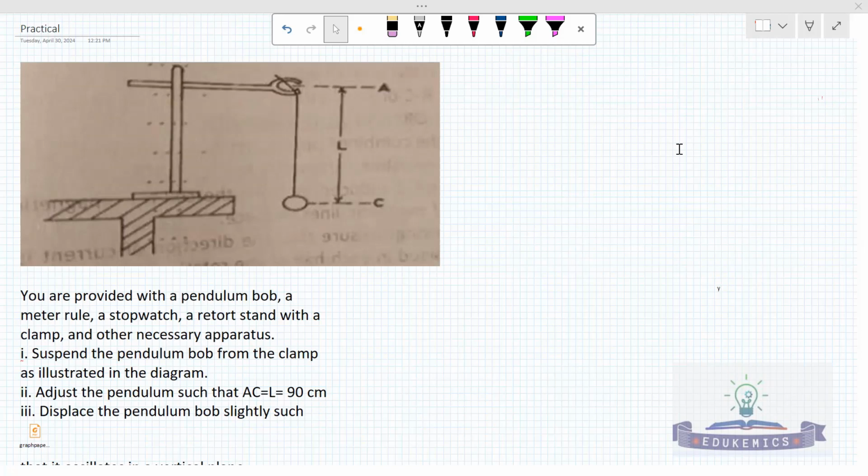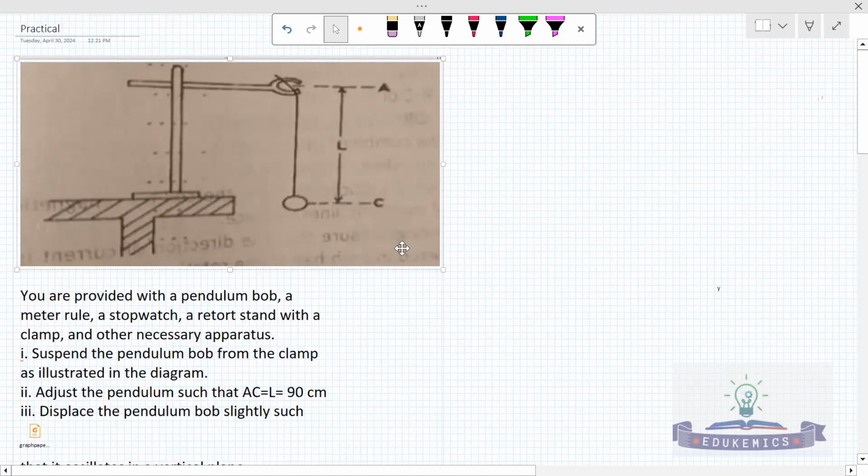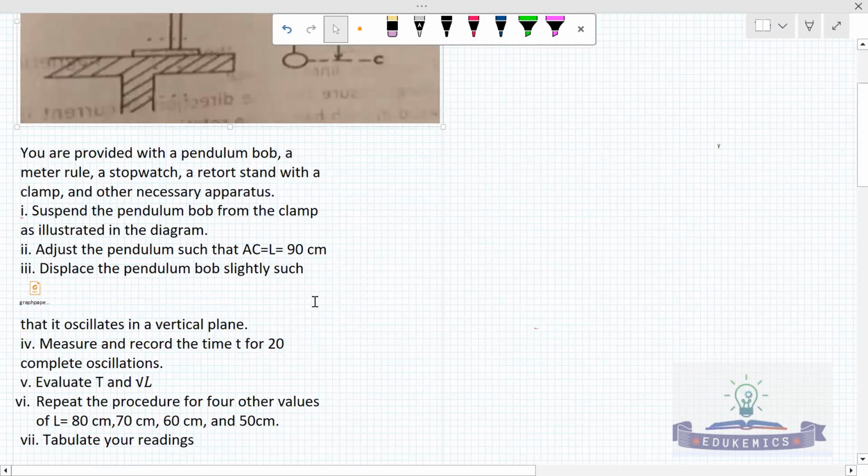So let's dive into this question. This is the question that we'll be solving. So we have a diagram here. You are provided with a pendulum bulb, a meter rule, a stopwatch, a retort stand with a clamp, and other necessary apparatus. Suspend the pendulum bulb from the clamp as illustrated in the diagram. Adjust the pendulum such that AC, you can see the AC here, equals L, which is 90 centimeters. Displace the pendulum bulb slightly such that it oscillates in a vertical plane.